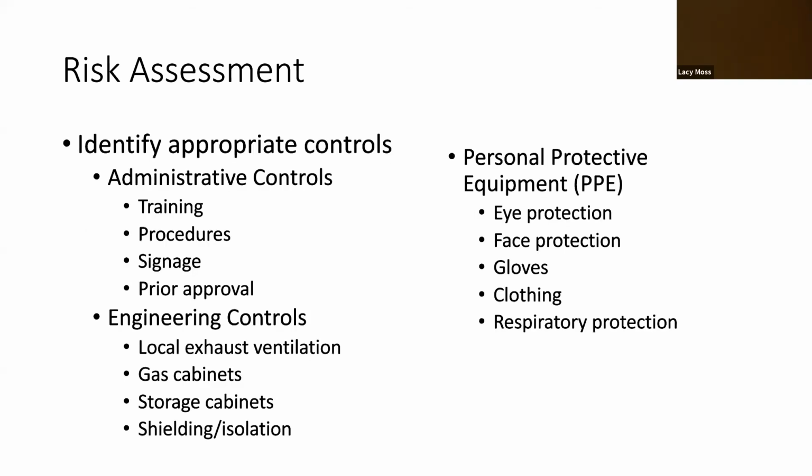And then we need to identify appropriate controls as to how we can minimize risk. They fall under 3 categories. Administrative controls are things like signage, like that beautiful sign that says no food or drink allowed in the lab. That is an administrative control. Also training, procedures, and prior approval, things where you have to get signed off on, yes, you're capable of doing this test or using this reagent.